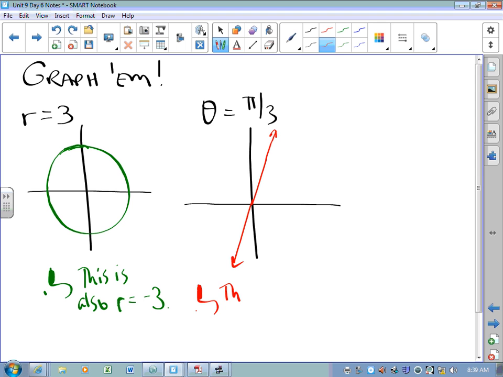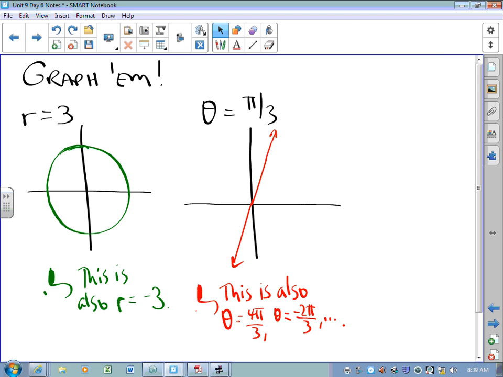As a side note, this is also theta equals, well, we can just spin around pi forever. This is also theta equals 4 pi over 3, theta equals negative 2 pi over 3, and so on.